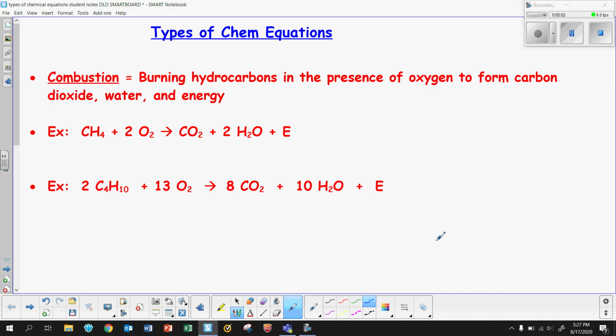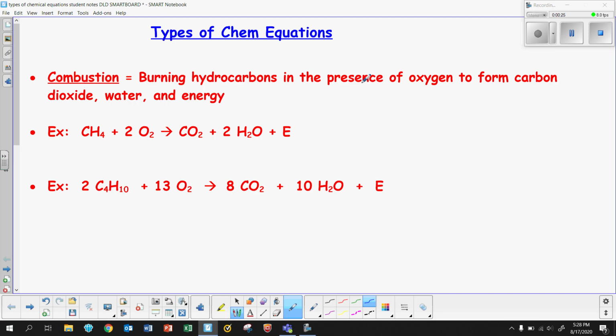Hi everyone. What we're going to be learning about today is how we can classify or categorize a chemical equation into one of 5 main categories. So what you need to have out are your types of chemical equations notes that you printed, or if you don't have printing capability, then you need to have out notebook paper and take really good notes for yourself.